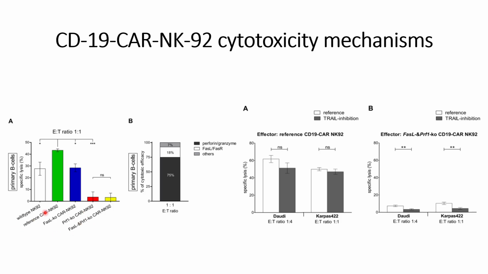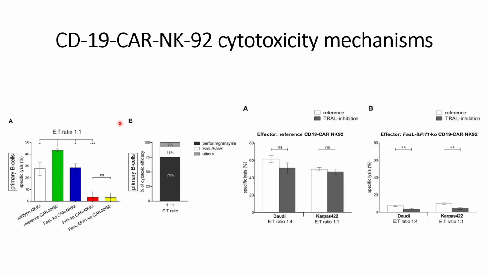In the wild type NK92, they see a cell death of around 28%, and with the reference CAR-NK92, this cell death increased to around 43%. But when FasL is knocked down, it decreases, and this decrease is statistically significant. It decreases further in the case of perforin knockdown. And when they compare the dual knockout with the perforin knockdown, the difference is not statistically significant.